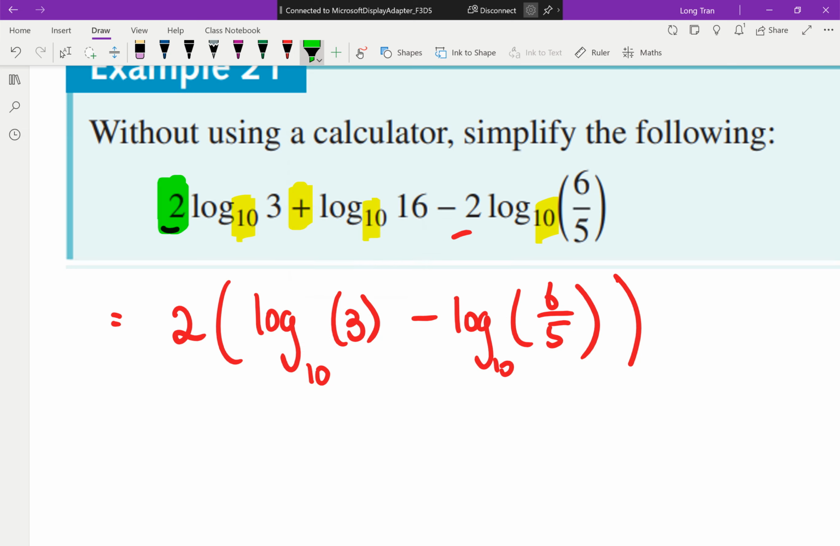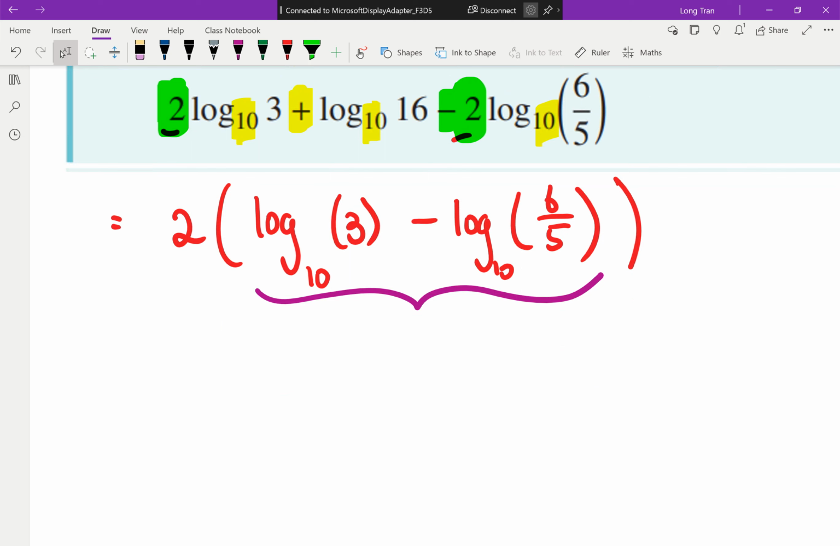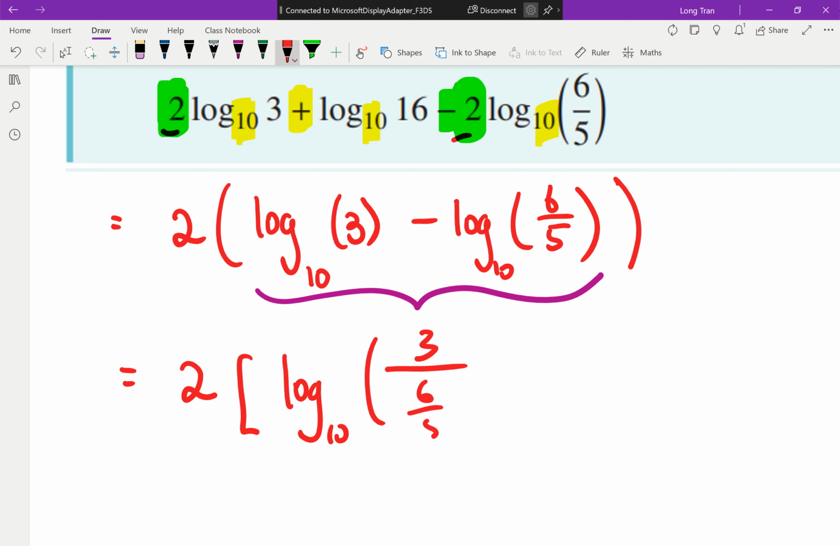That's a 2, and that's a 2 there. And so now you can say, using rule number 2, since they're subtracting each other, you can then divide them, and that's what Dylan was saying there. You can just divide the first term and the last term there. That becomes log 10 of 3 over 6 on 5. I'll probably take away the bracket so it doesn't confuse you.